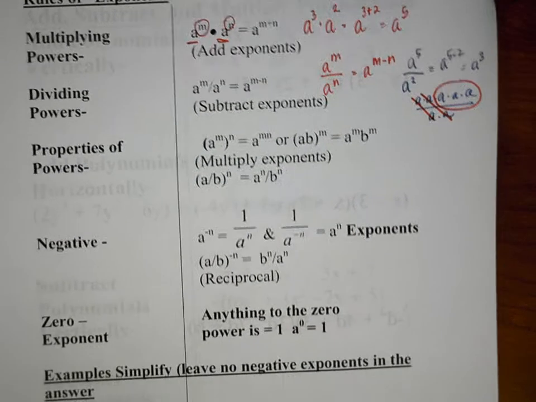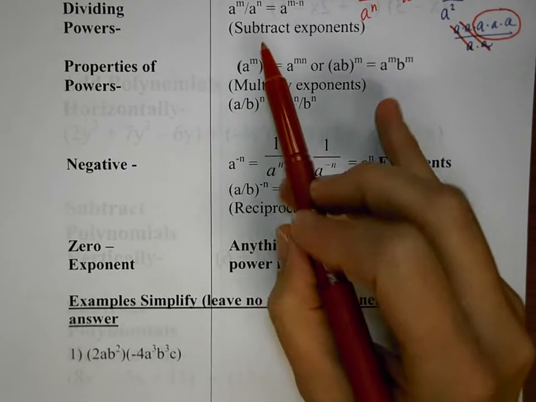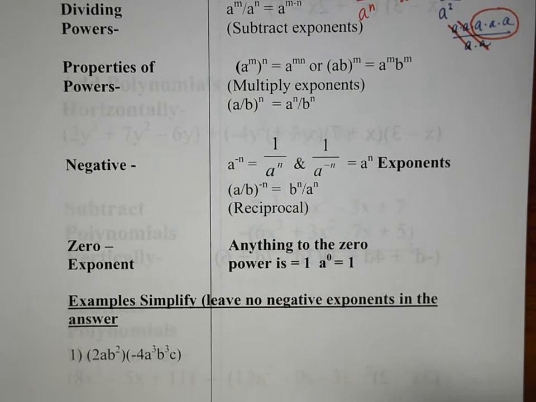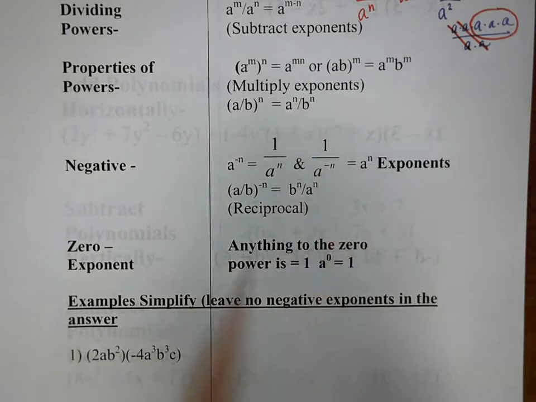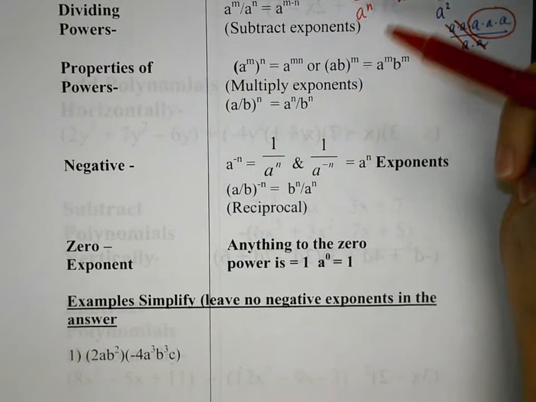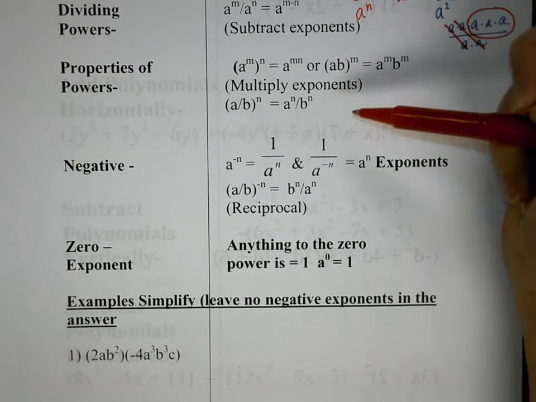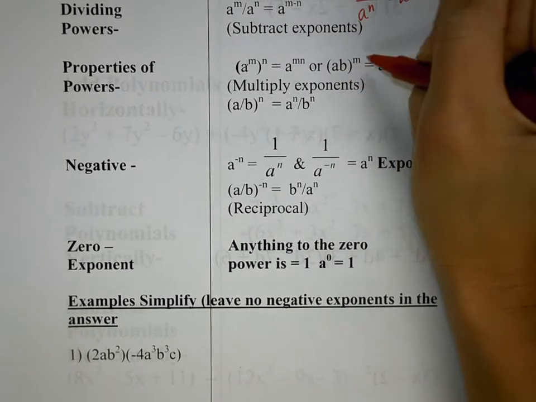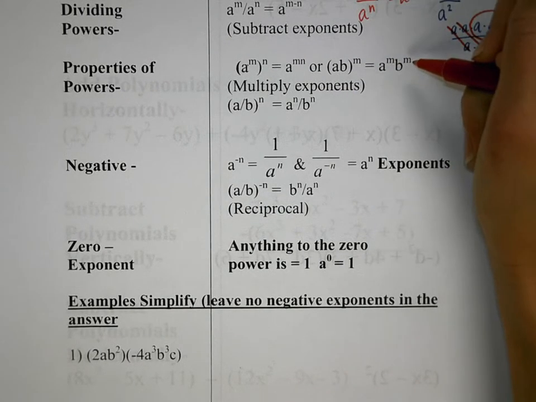Now when you're dealing with properties of powers, you have powers to powers. And I know we've talked about this before, but powers to powers multiply. So we get a to the m times n. If you have parentheses, remember that the parenthesis means that this power is touching everything inside of the parentheses. So when we distribute that through, we get a to the m power, b to the m power.